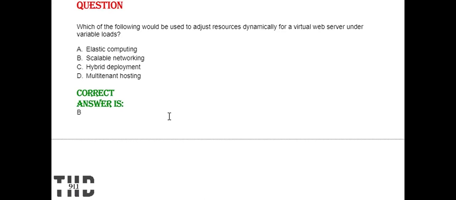Which of the following would be used to adjust resources dynamically for the virtual web server under variable loads? Option A, elastic computing. Option B, scalable networking. Option C, hybrid deployment. Option D, multi-tenant hosting. The correct answer is option B.